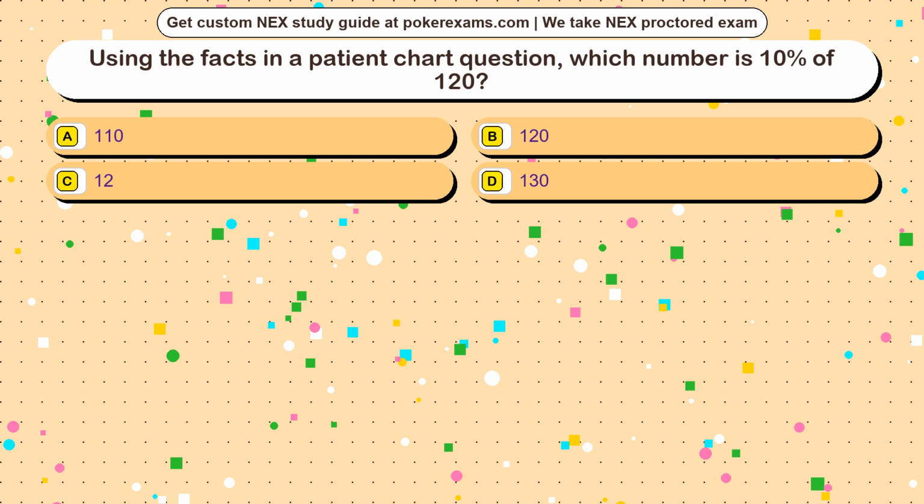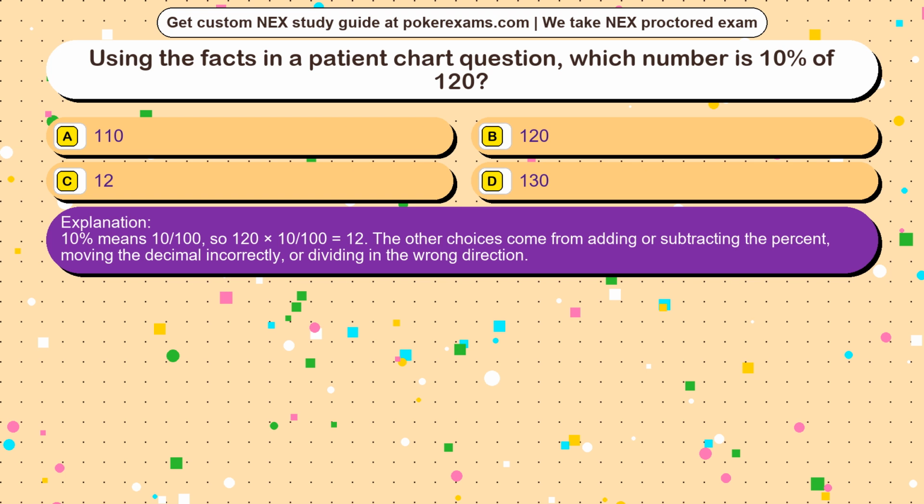The correct answer is option. 10% means 10/100, so 120 times 10/100 equals 12. The other choices come from adding or subtracting the percent, moving the decimal incorrectly, or dividing in the wrong direction.